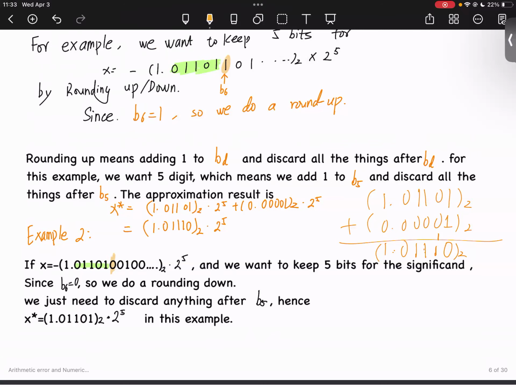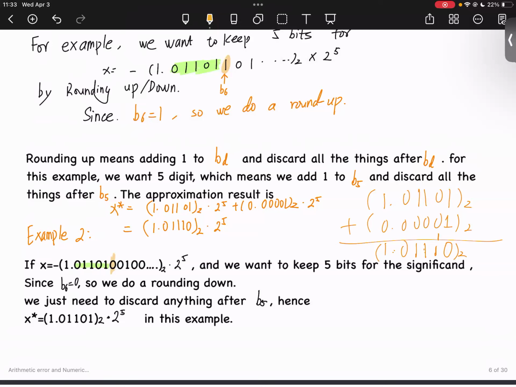The 6th bit is 0. So we are going to do the rounding down, and rounding down is simpler than rounding up, because we just need to discard all the things after the 5 bits and keep the green part here. And this is the rounding down. Any questions here? It's pretty simple.